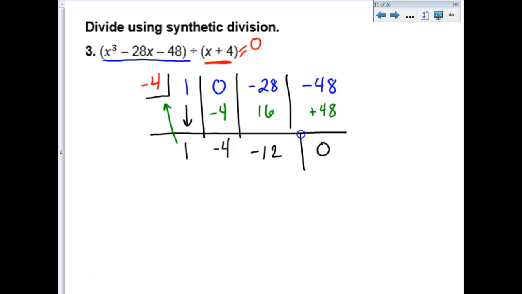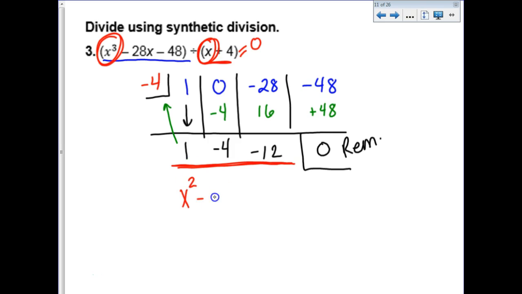So remember, this last number you get is your remainder. So in this case, it divides evenly. And your job is to take these coefficients and write them in place of each term where they go. So you started off with an x to the third divided by an x. So this first term of your quotient is going to be 1x squared. Minus 4x, and then minus 12. No remainder, so you don't have that weird fraction thing.